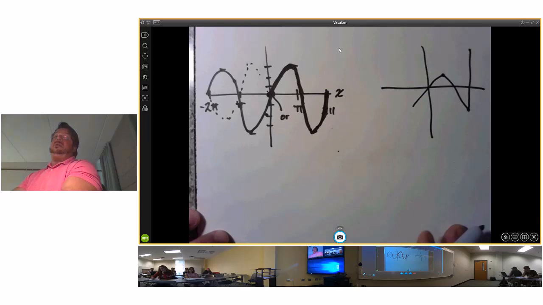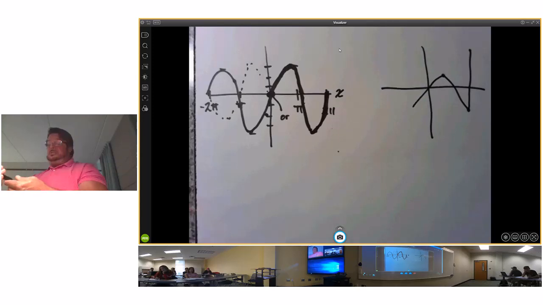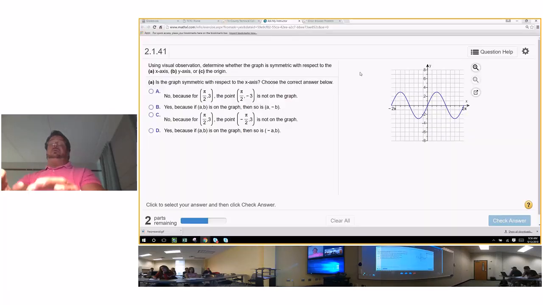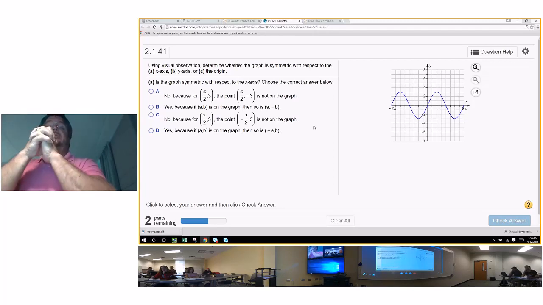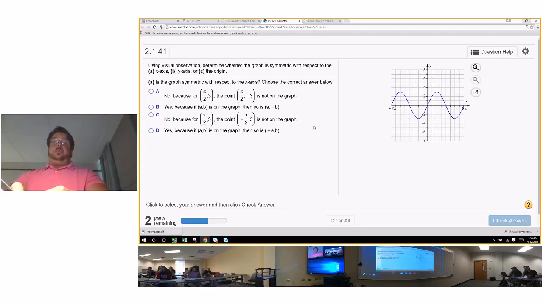All right? So that's why with graphing, there's an algebraic way to do it, and then there is a graphic way to do it. It says, okay, we're answering A, x-axis. Is it symmetrical? Now, the argument could be that if they're asking for symmetrical, they're asking if it's symmetrical around the y-axis, and I'm going to show you this.